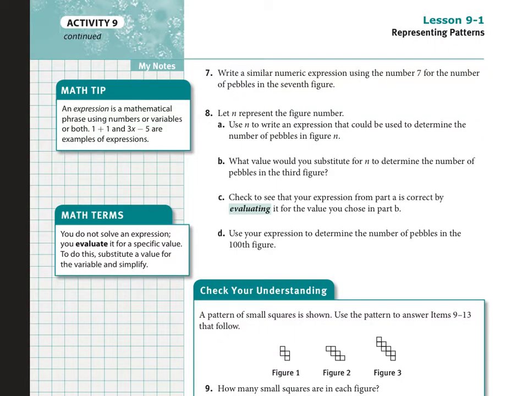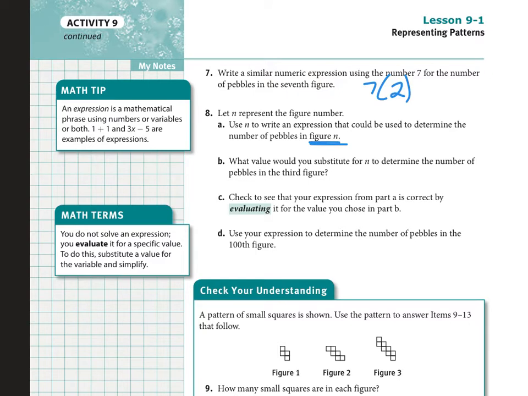All right, let's keep moving. Can we write a similar numeric expression using the number 7? Sure, right? Isn't the number of pebbles always just equal to the figure number times 2? Okay, so let's get a variable in the mix here. Let's let n represent the figure number. A lot of times you use n for number. Let's use n to write an expression that could be used to determine the number of pebbles in figure n.